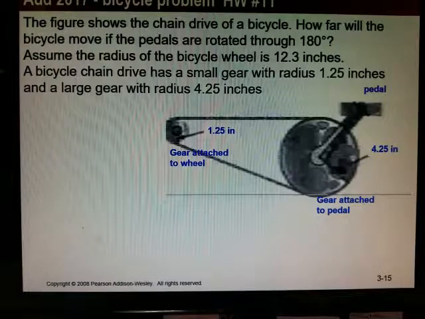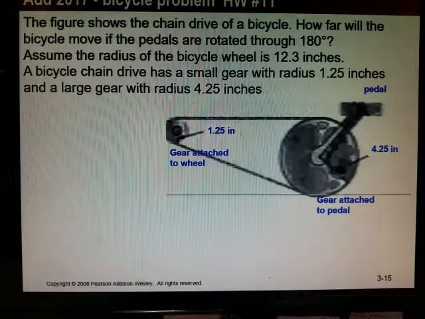All right, this one in your homework is number, well, at least it was 11 last year. I'm not sure if it's 11 for you guys still. The figure shows the chain drive of a bicycle. How far will the bicycle move if the pedals are rotated through 180 degrees? Assume the radius of the bicycle wheel is 12.3 inches.